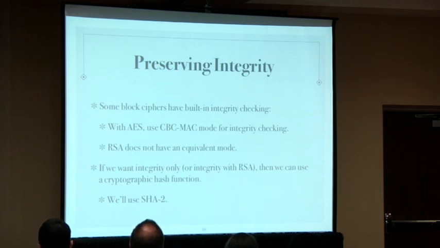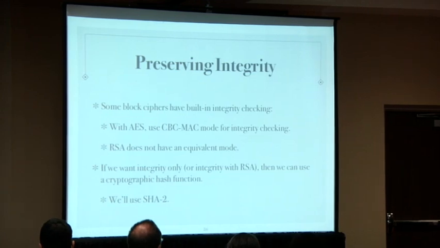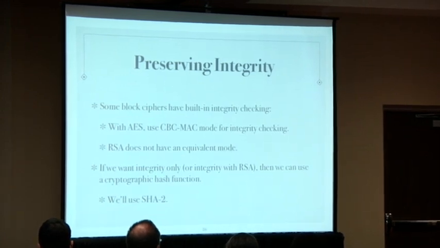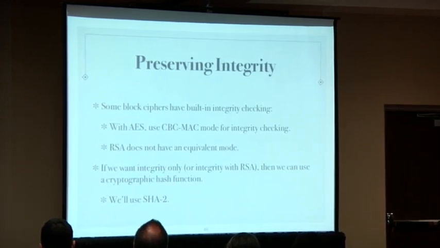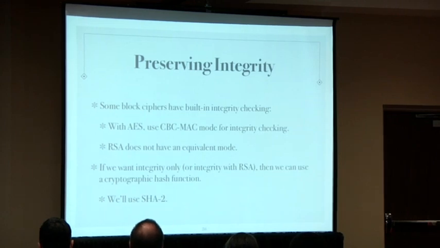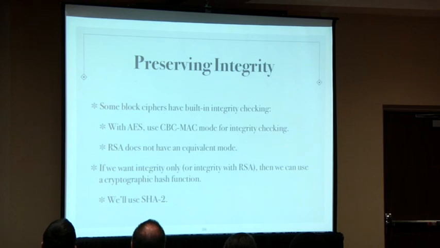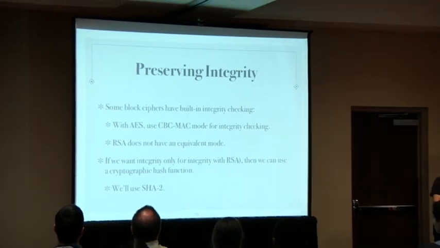All right, so the last one that we're going to show you is preserving integrity. As Mark mentioned, some block ciphers already have built-in integrity checking. With AES, you can use CBC-MAC mode for integrity checking. RSA does not have an equivalent mode. So if we want integrity with RSA, what we can do is use a cryptographic hash function. In this case, we're going to use SHA-2.